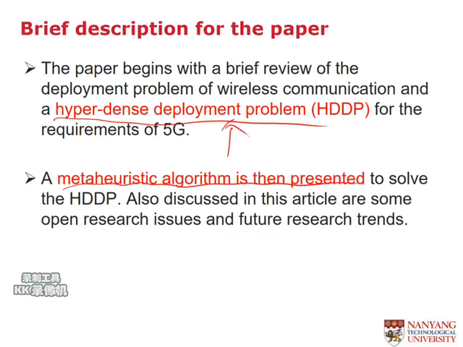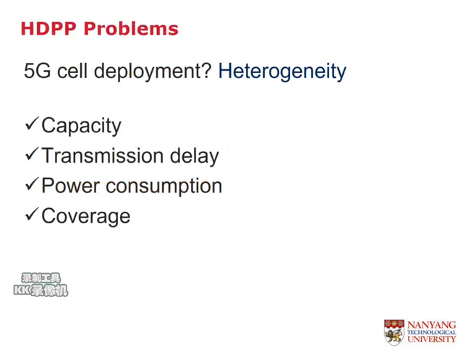Now for this kind of problem, the 5G cell deployment, heterogeneity is really a big characteristic. Since for various communications, small cells, macro cells, picocells, femtocells, some relay nodes, and some Wi-Fi nodes will coexist in the same network. And meanwhile, for the deployment problem in a 5G environment, a number of issues need to be taken into account, including the things I showed here.